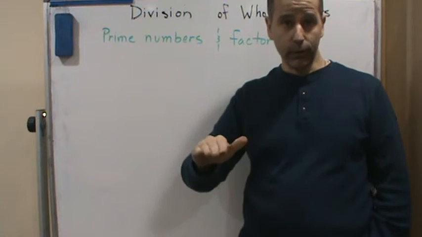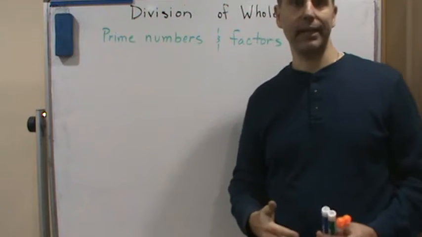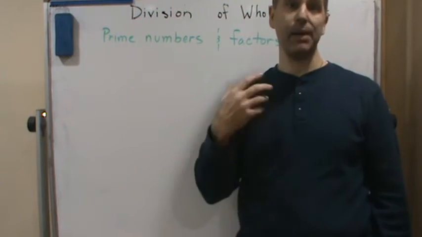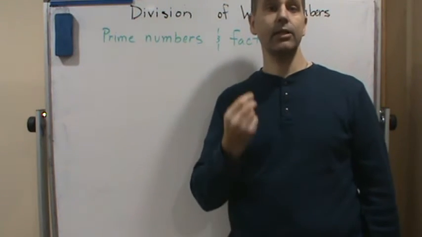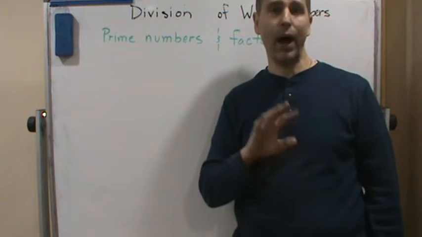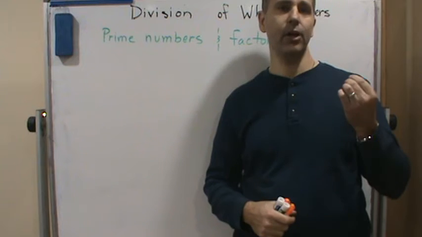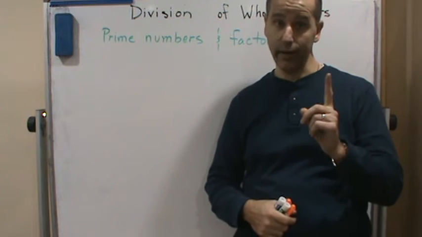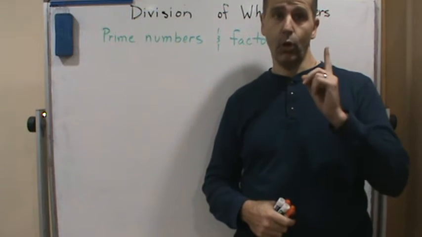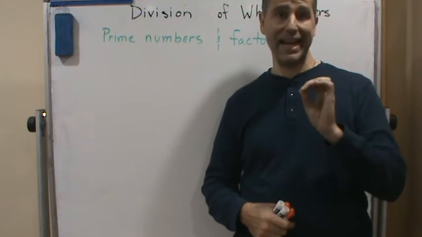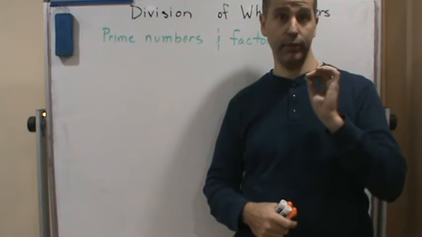Now, before we go any further, I want to make sure that everybody understands that the number one is not a prime number. It's considered a unit. Okay, why is one not a prime number? Because it doesn't have two divisors. It only has one. Okay, so we don't call one a prime. One is not a prime. It's a unit. We call it the unit.